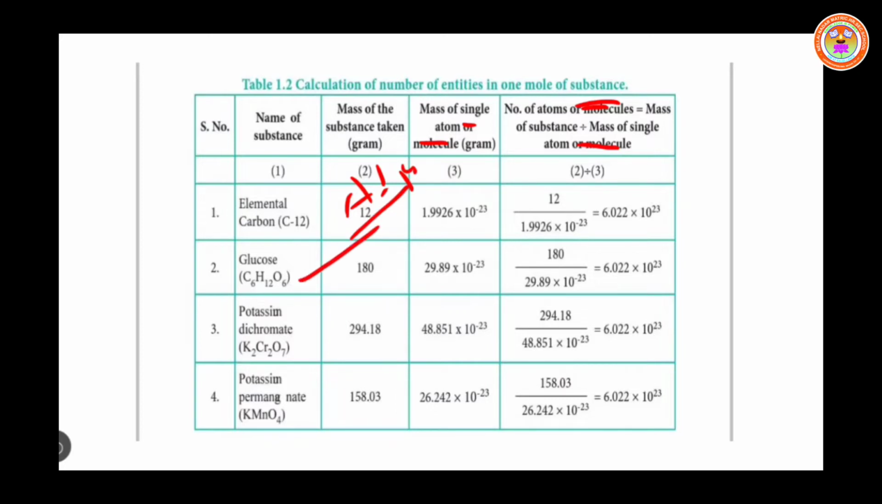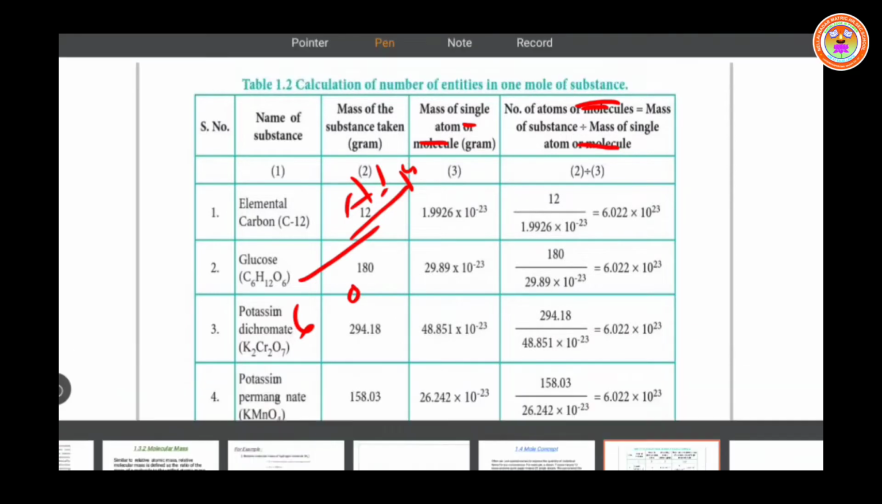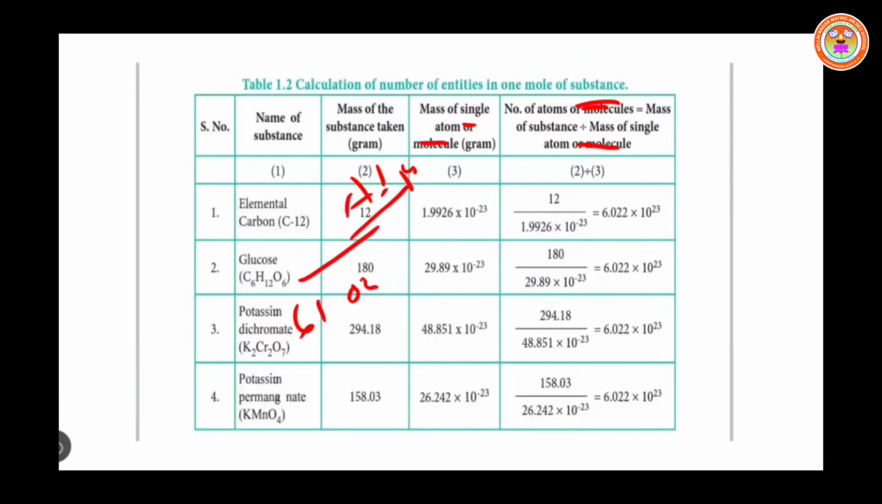The value of Avogadro number is 6.022 into 10 to the power 23. Mass of single atom equals atomic mass divided by Avogadro number. In this case, the atomic mass of carbon is 12. So 12 divided by Avogadro number, that is 6.022 into 10 to the power 23.